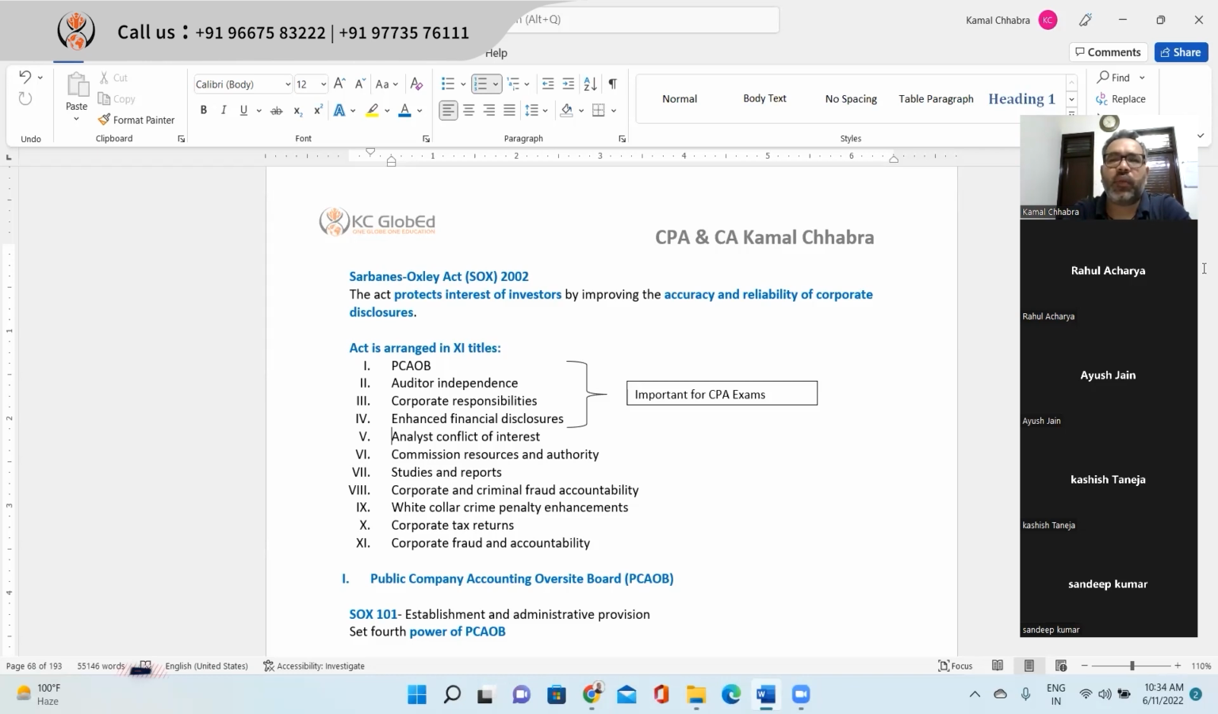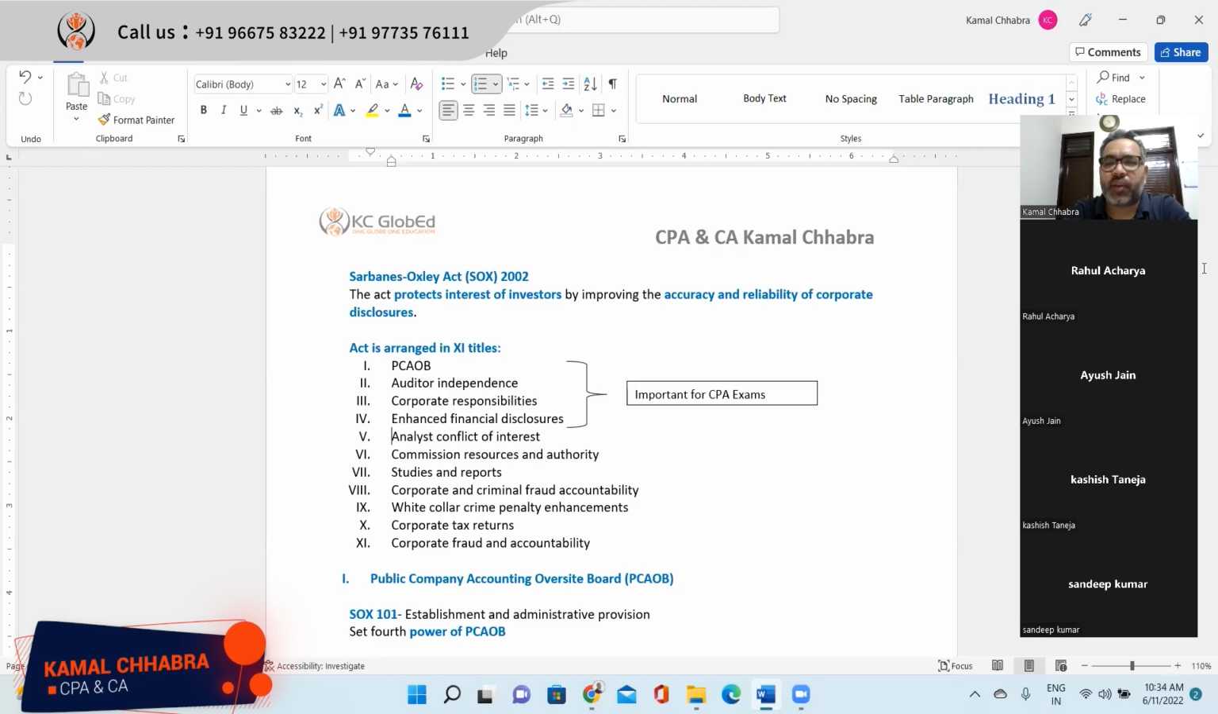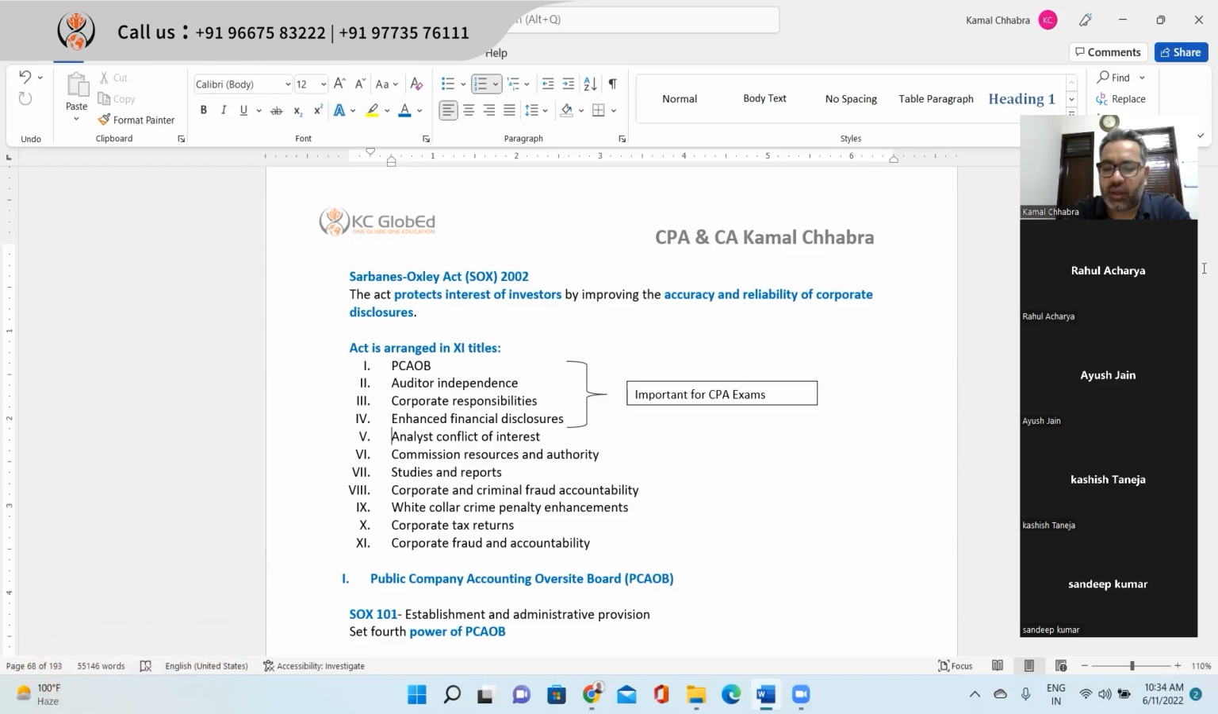In that also we discussed the Securities and Exchange Commission, right? The Securities and Exchange Commission formed this SOX. They consider the AICPA independence rules as the base, and on top of that, they add additional requirements for the companies who are listed, or you can say, to audit the issuer companies, right?